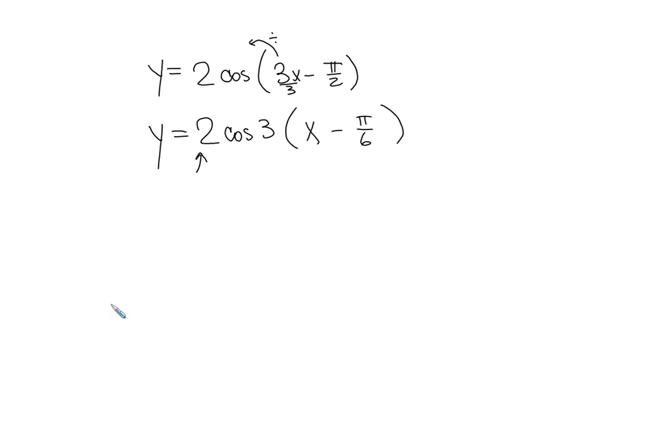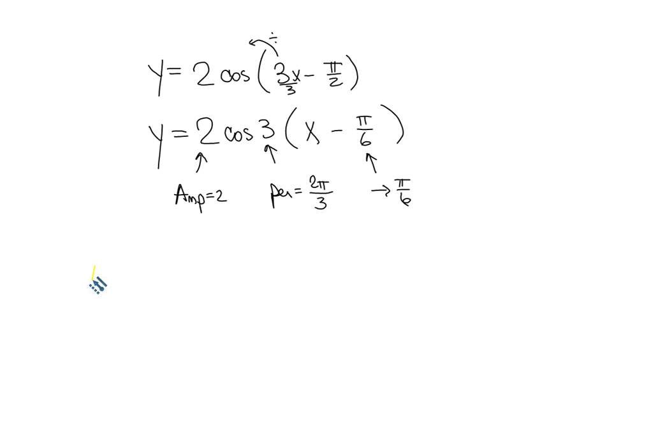So now if we identify our transformations, our amplitude is going to be equal to 2. Our period is going to be the old period for cosine, which is 2 pi, divided by that number, which is 3. And then this is going to shift us, because of the negative, again to the right, pi over 6. So notice that our phase shift, our horizontal shift, is pi over 6, not pi over 2. It's very important to factor that out.